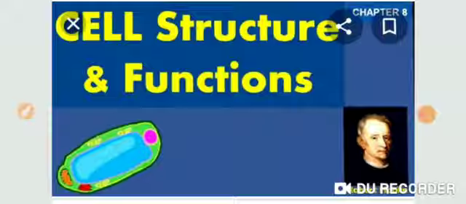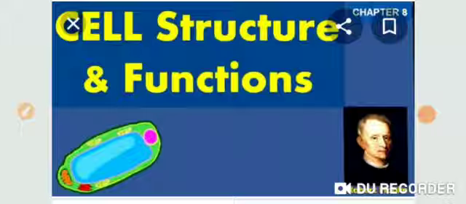In our last video we discussed the different types of organelles and the functions performed by all the organelles. So today in this video we will discuss the difference between two cells, that is plant cell and animal cell.